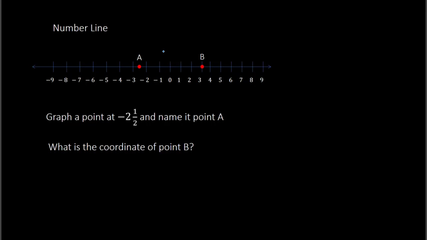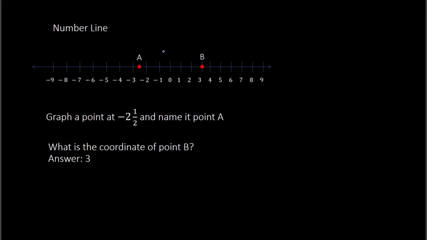So next, you could be asked the opposite. You could be asked, what is the coordinate of point B? So all you're doing is you're just telling me where is point B. So when it says coordinate, that means where is it? So point B is at the number 3, so the coordinate of point B would simply be 3.